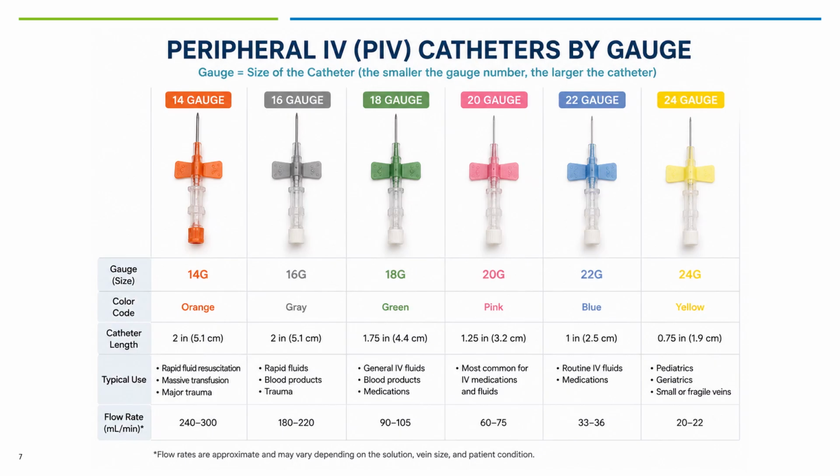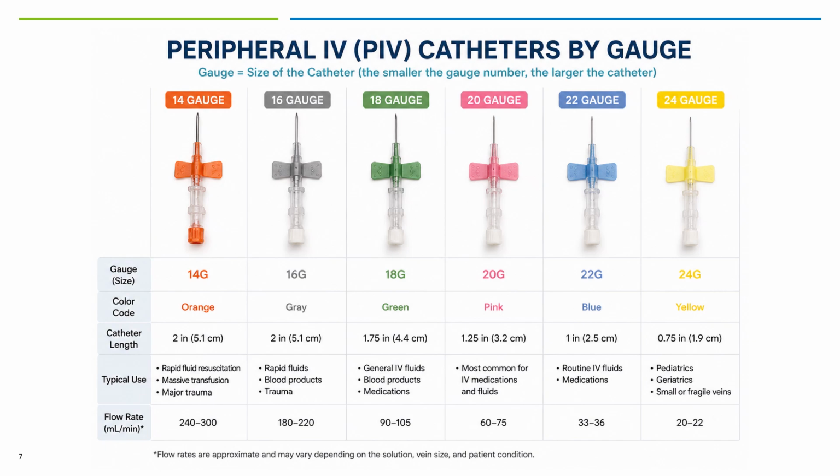Even when you graduate and become a new grad, you'll definitely see a 20 gauge needle. This is considered the workhorse of peripheral IVs because it's suitable for most IV medications, maintenance fluids, contrast dye for many CT scans, and in many situations, blood transfusions as well.